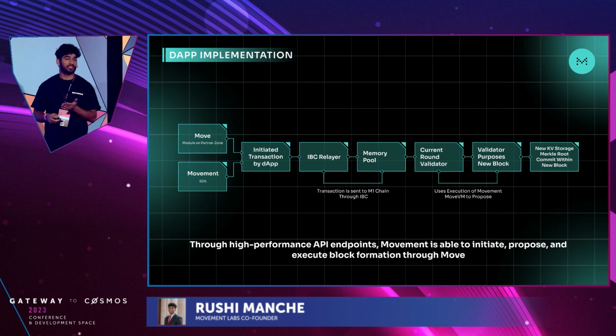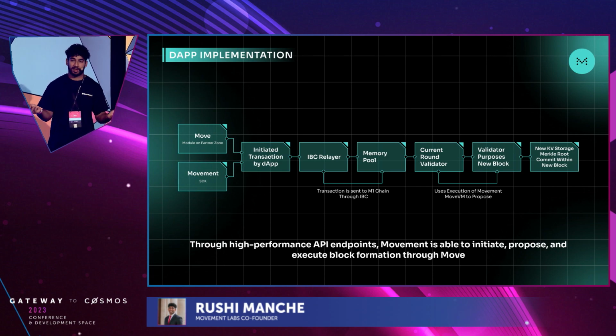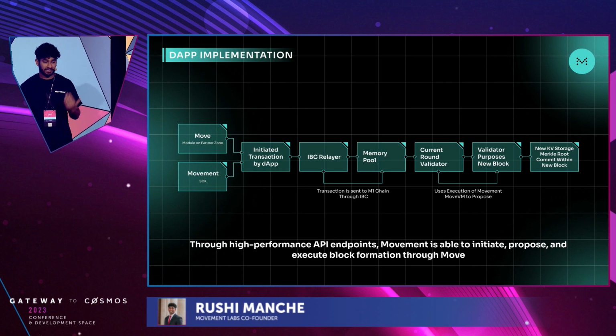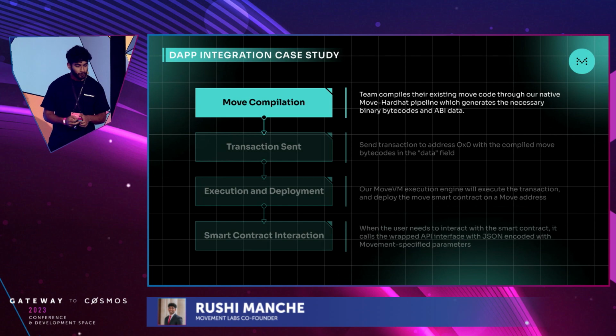Then there are all the transactions initiated by dApps. It can be DEXs, orderbooks, et cetera. You have IBC relayers that connect it to our in-house chain. Then your mempool goes to the current round validator, then blocks are proposed and it works like any other chain in that the block is settled with instant finality through the Avalanche consensus.